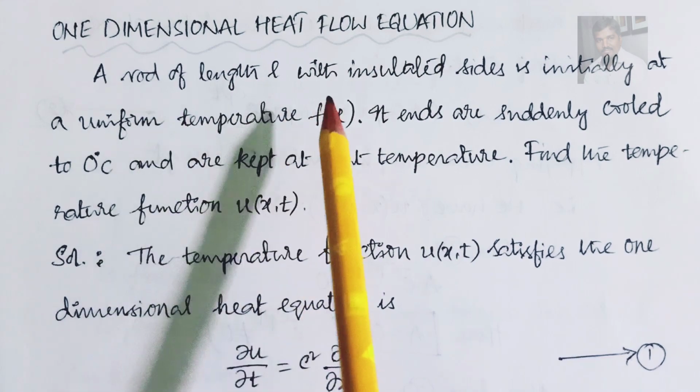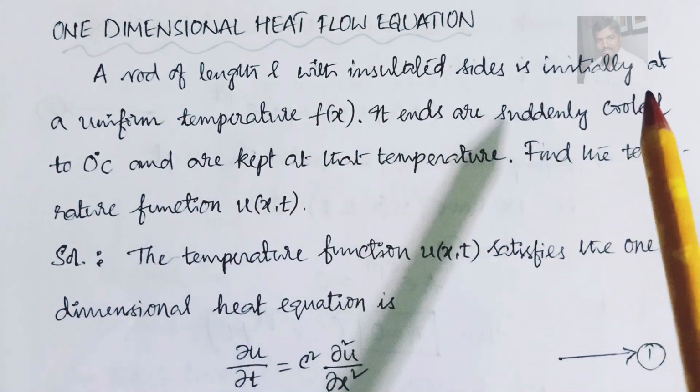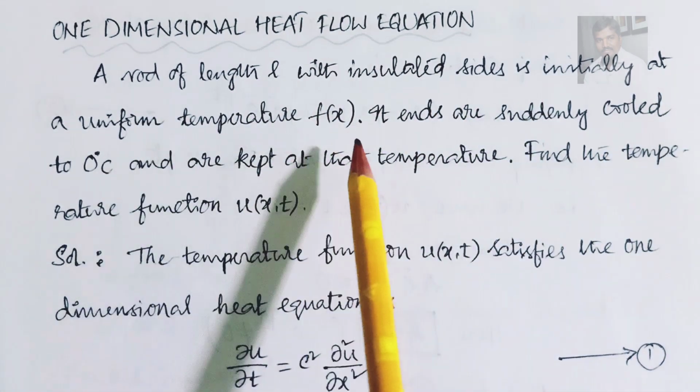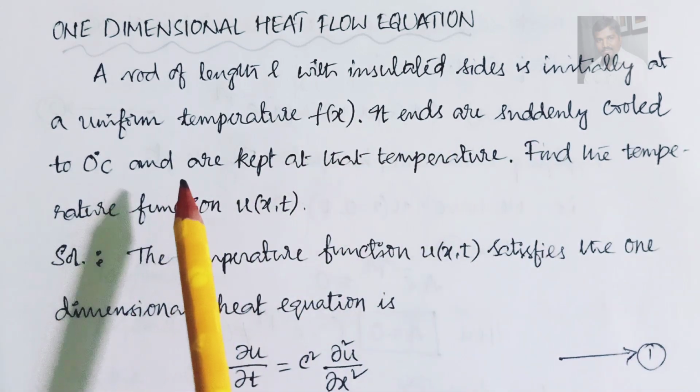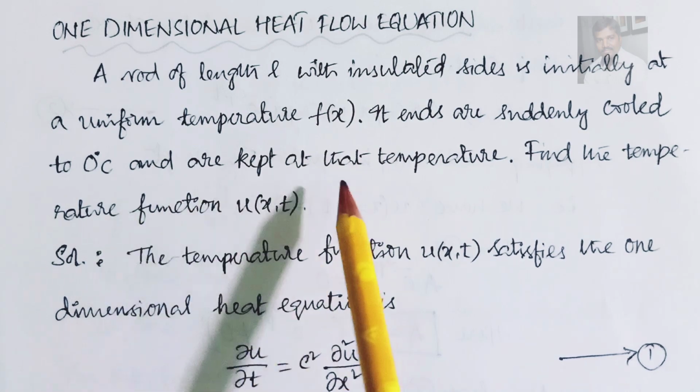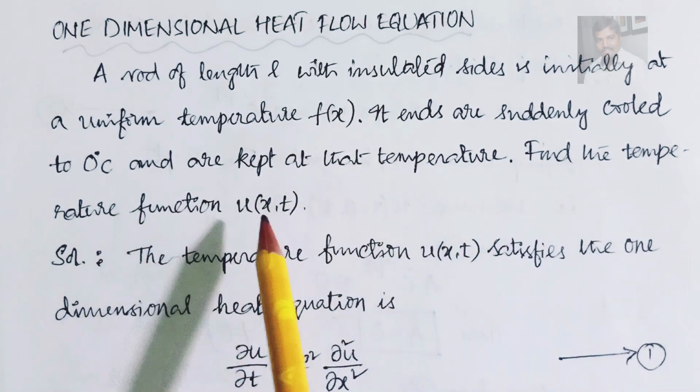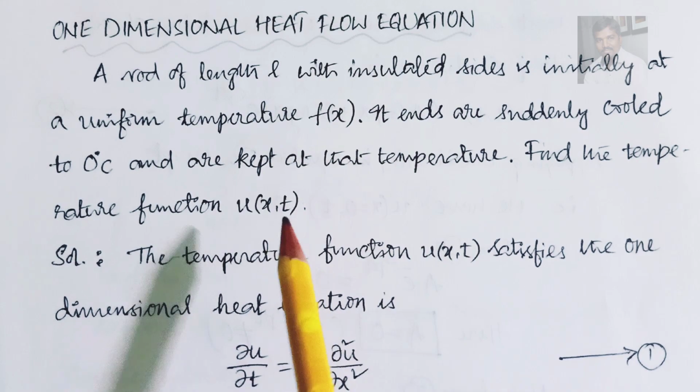A rod of length L with insulated sides is initially at a uniform temperature f of x. Its ends are suddenly cooled to 0 degrees centigrade and are kept at that temperature. Find the temperature function u of x comma t. So this is the problem.